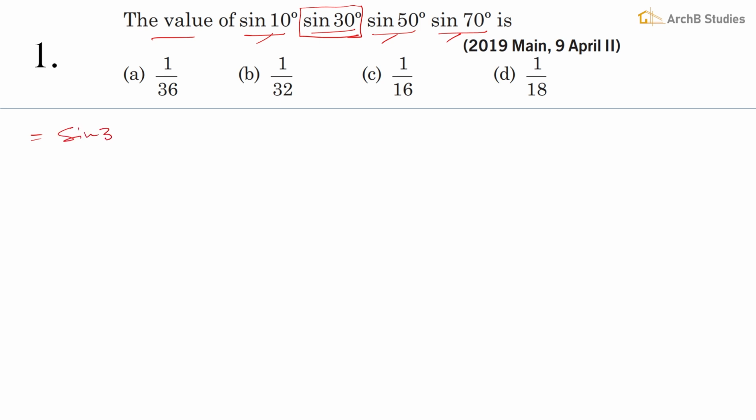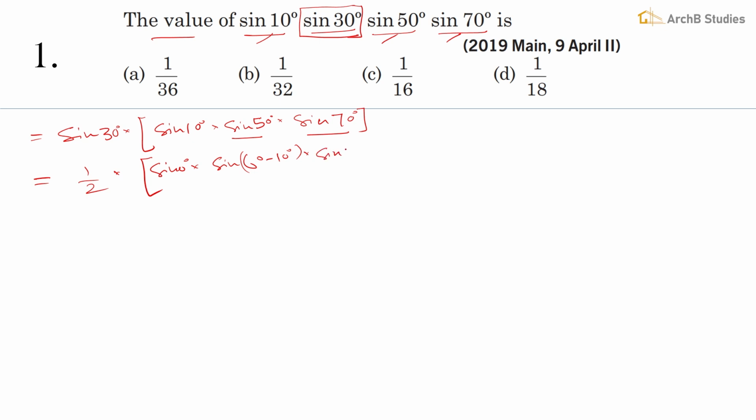sin 10 degrees into sin 50 degrees into sin 70 degrees. It will become sin 30, which is 1/2. Sin 10 degrees we can write as sin 60 minus 10 degrees, and sin 70 we can write as sin 60 plus 10 degrees.